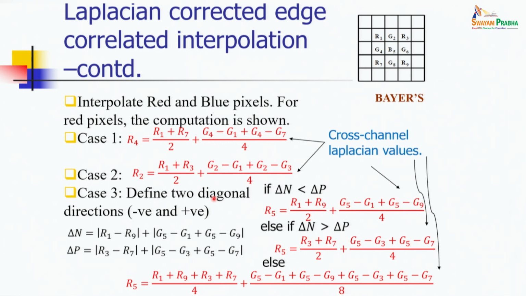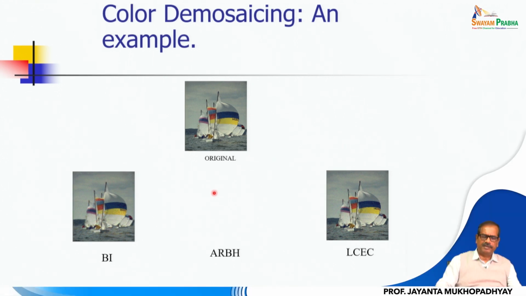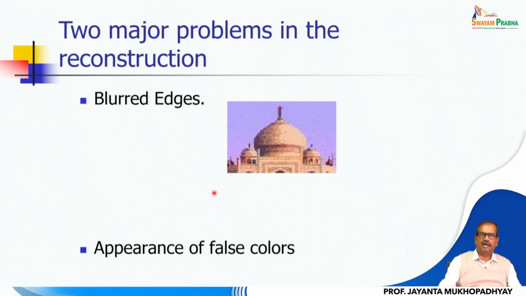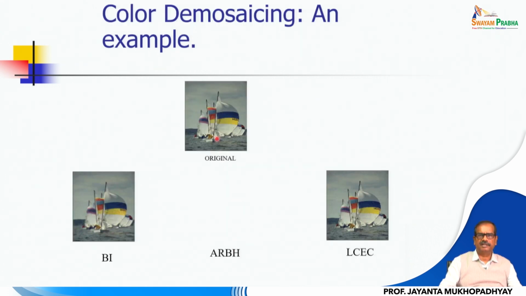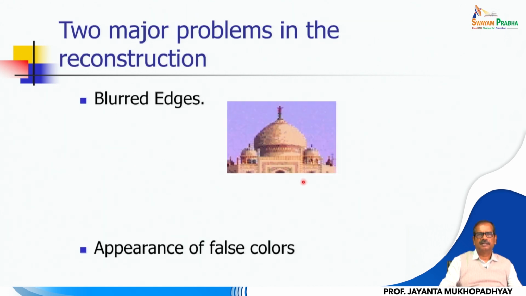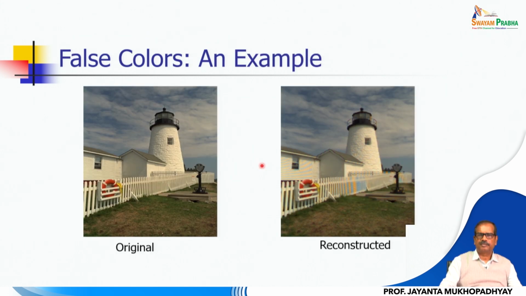And as I mentioned, these are the Laplacian values, and this is an example of how different color interpolation techniques perform. This ARBH is missing, but this is the original image. This is bilinear interpolation. This is LCEC, or Laplacian corrected edge correlation technique. But two major problems are there in this reconstruction. One is that, as you understand, edges are blurred, and the other one is the appearance of false color. So this is an example of appearance of false color.